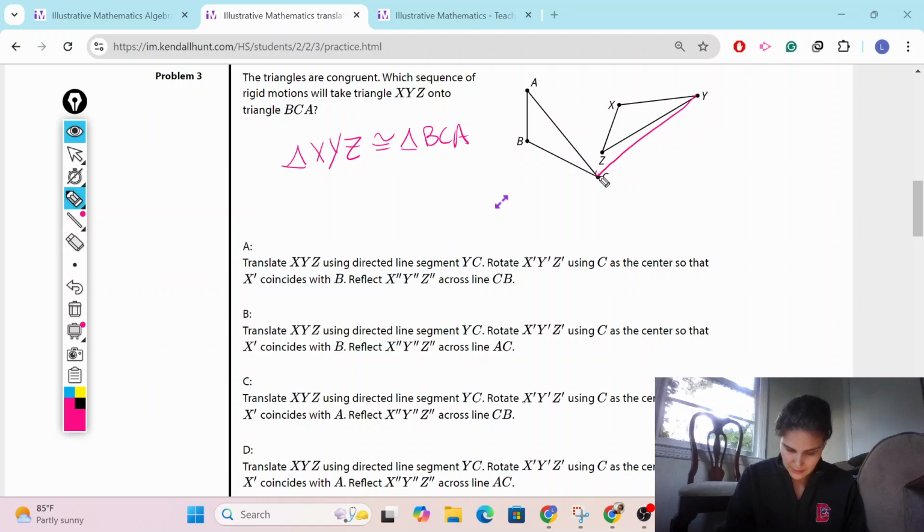We're going to use directed line segment YC. So that means Y is going to come down here, and we're going to end up with a triangle that looks like Y prime, X prime, Z prime. We just slid him down. Rotate X prime, Y prime, Z prime using C as a center so that X prime corresponds with B. Okay, so I'm rotating so X prime corresponds with B prime.